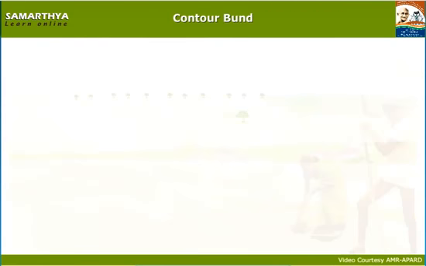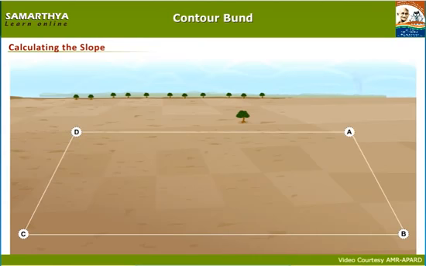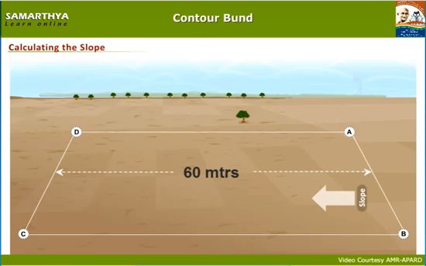Calculating the slope. Now let us know how to calculate the slope of the ground using a hydro marker. As shown on the screen, let us assume the slope of the ground is from AB to CD. In the same way, let us assume the width of the ground is 60 meters.